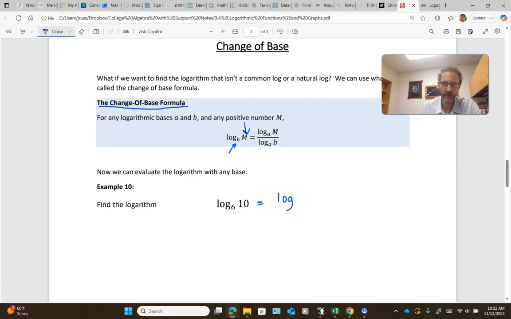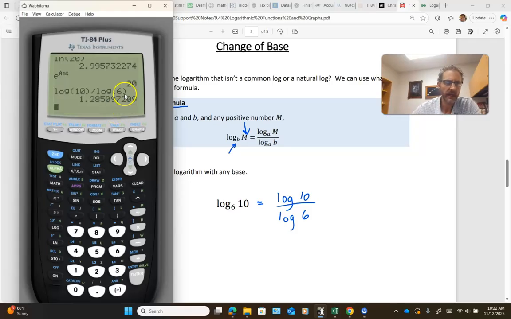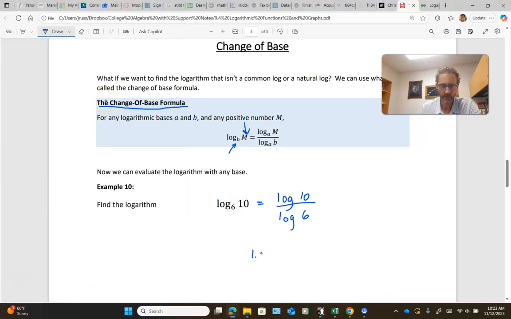You could say the common log of the argument, which is 10, divided by the common log of the old base, which is 6. Okay. And you could plug this into your calculator. So the common log of 10, that's going to be 1 if you recall, divided by the common log of 6, and this is actually going to be an irrational number. It's going to be roughly, if I carry this out to 4 decimal places, 1.2851. Okay, it's roughly equal to that. Log base 6 of 10.